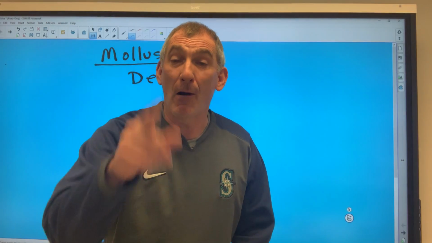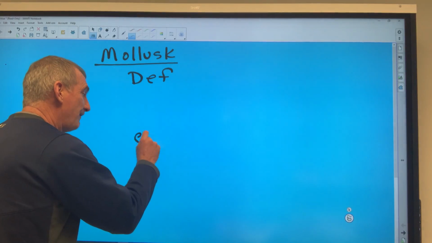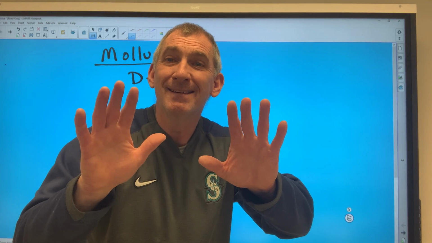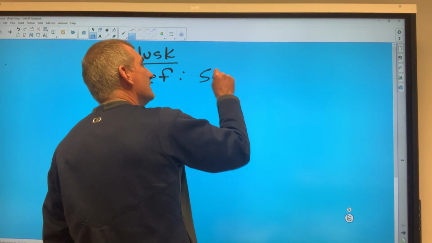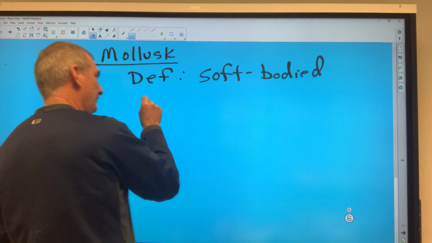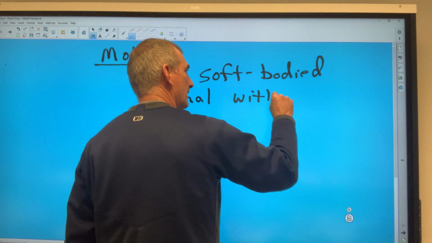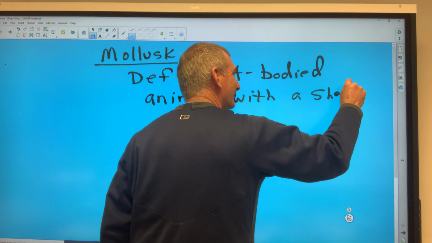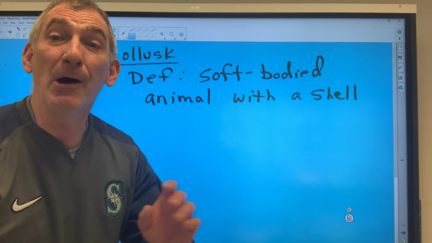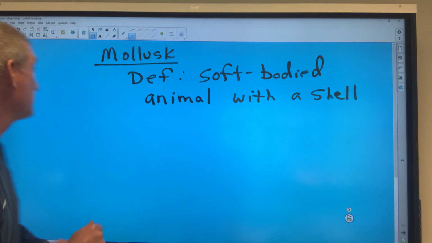Going through our definitions, we already talked about cnidarians, and now we got to talk about mollusks. Definition of a mollusk. A mollusk is a soft-bodied animal, no bones, with a shell. I hope in biology you learned that there's 3 types of mollusks. And these are the 3 types of mollusks.